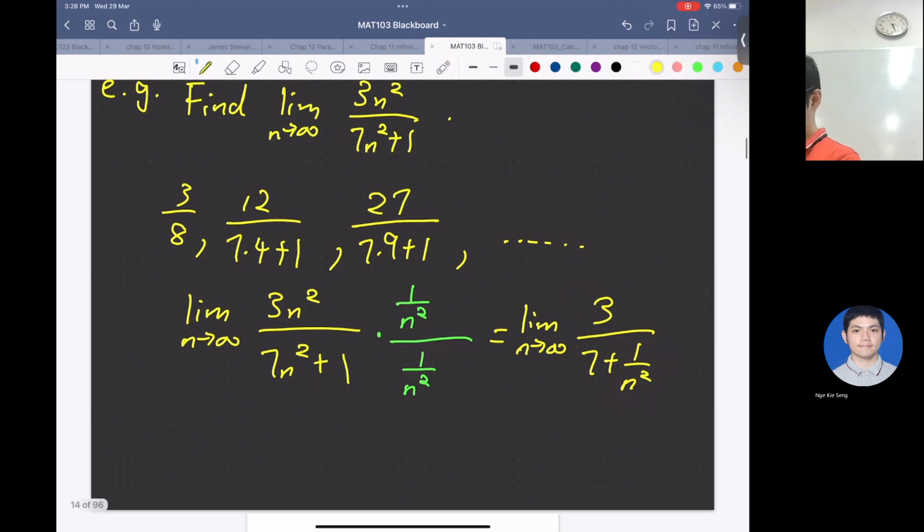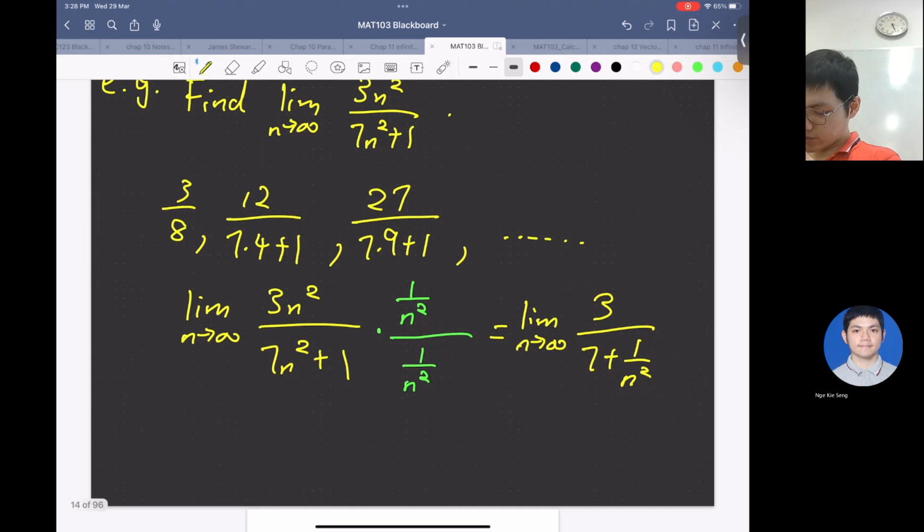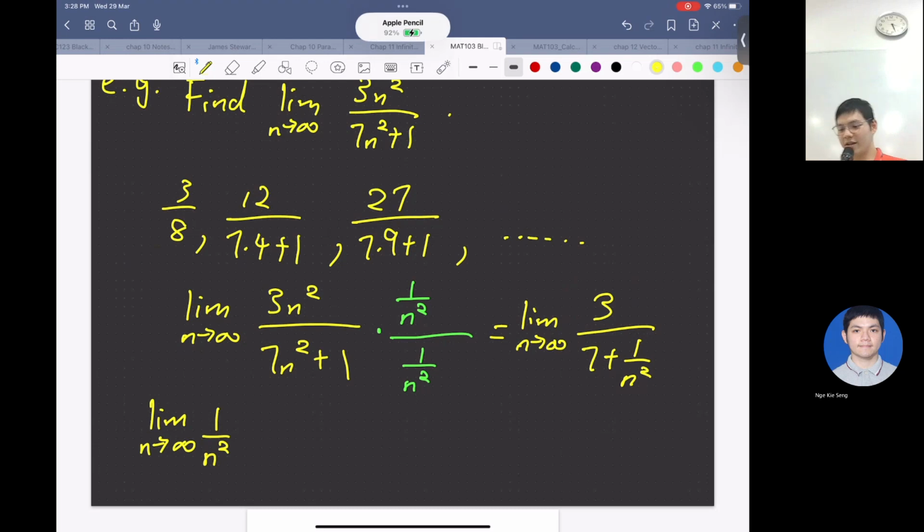So let's show it. Maybe we need to first show that this is 0. How do we show that this is 0? Anyone remember how we show that the limit as n goes to infinity of 1/n squared is 0? How should we show this, based on what we can use and have learned? 0, yeah. Why is it 0?